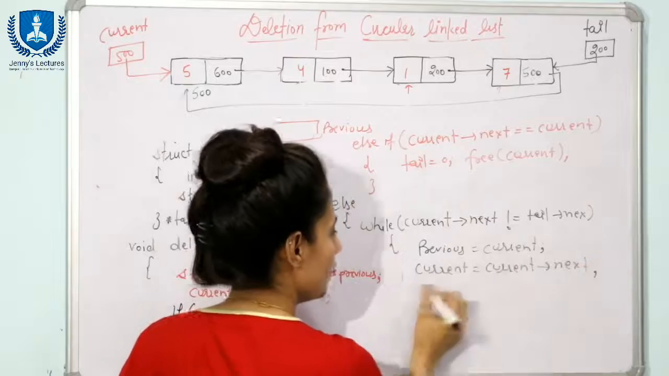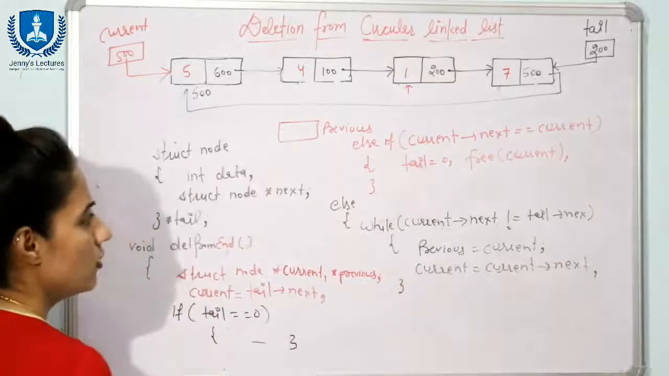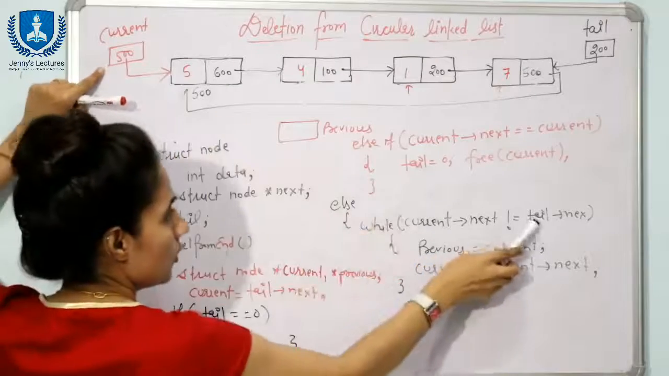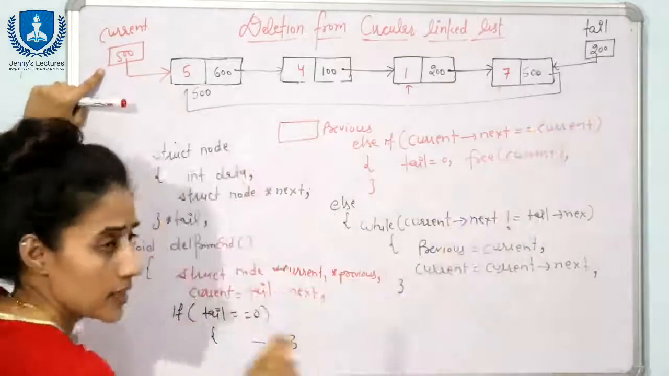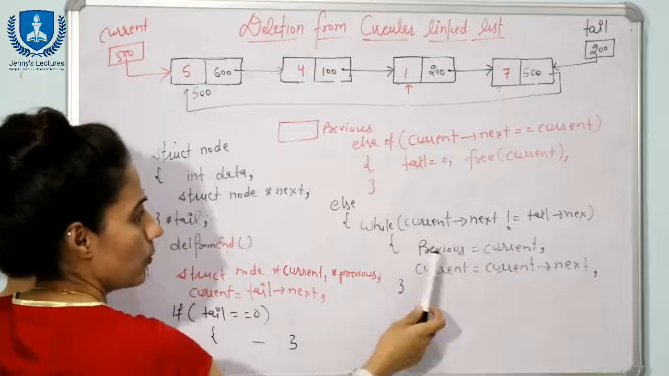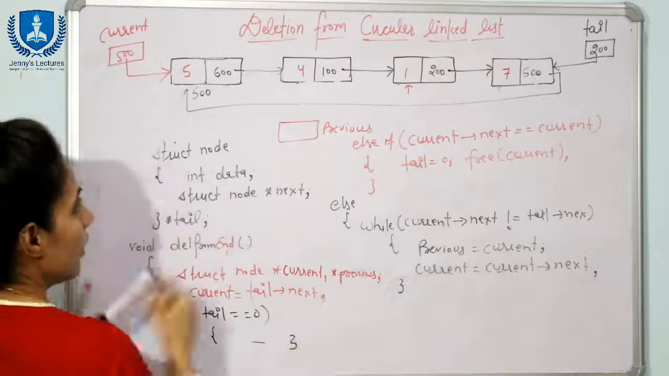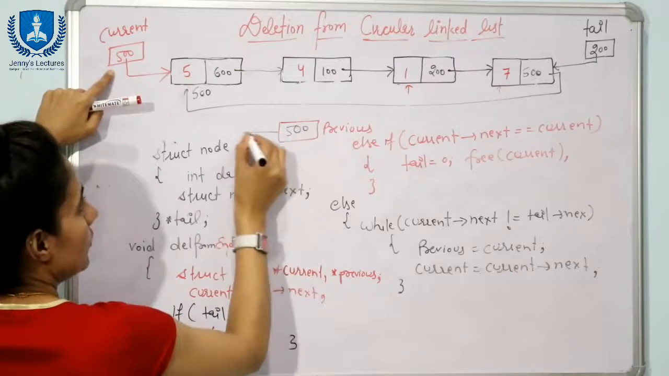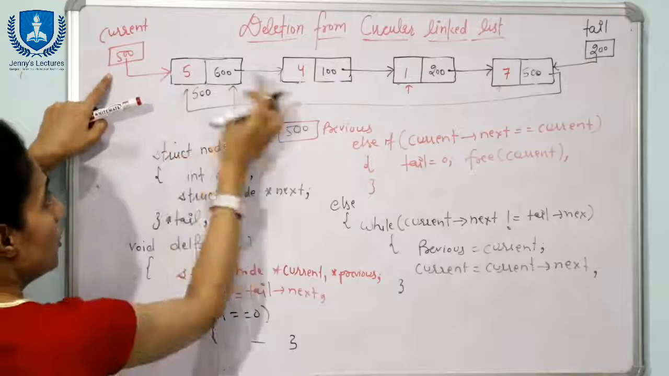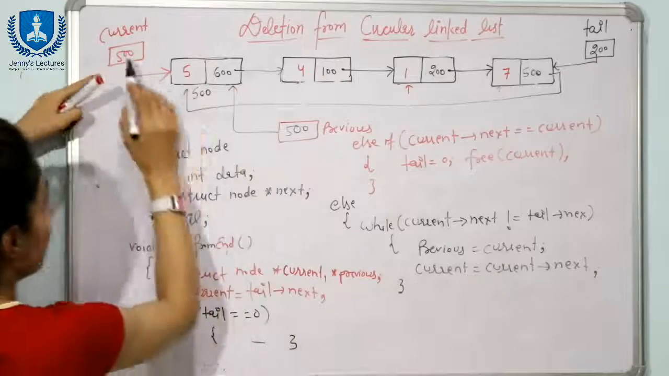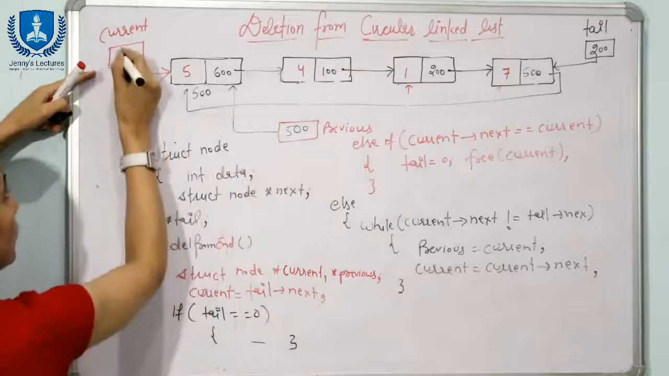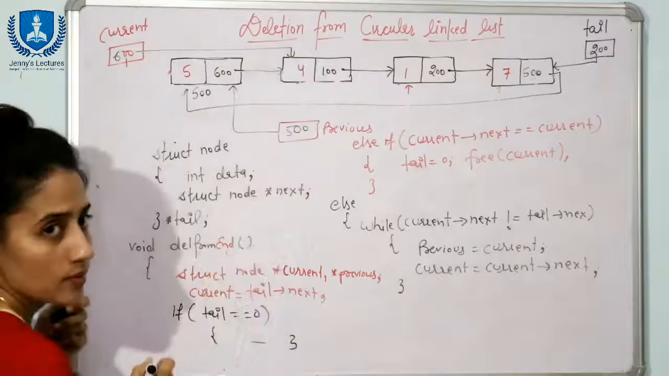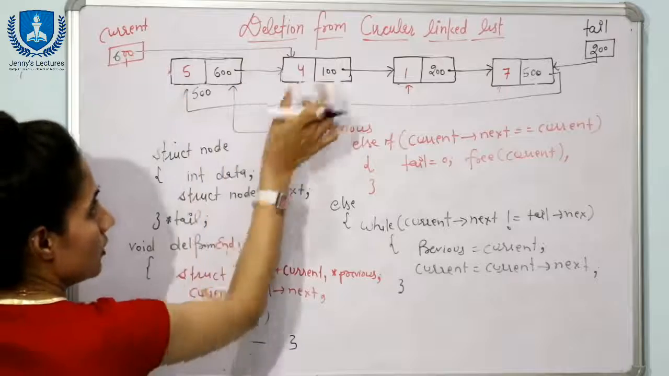Now see the working of this while loop. At first, see, current of next is what? Current of next is 600, not equal to tail next, tail of next is 500. Yes, the condition is true, so we are going to enter into this loop. Now previous is equal to current, so in previous we will set 500. So now previous is also pointing to this node. Now you can move this current. Now current is equal to current next. In current next we have 600, so here we will store 600. Now current is pointing to this node. So now we have set two pointers, one to this and one to this.